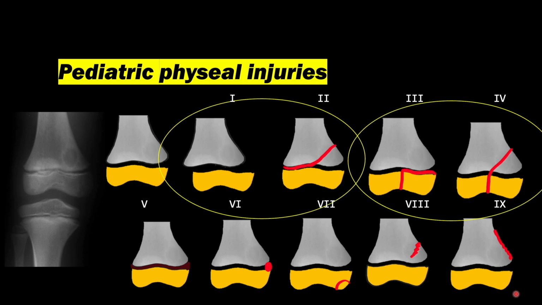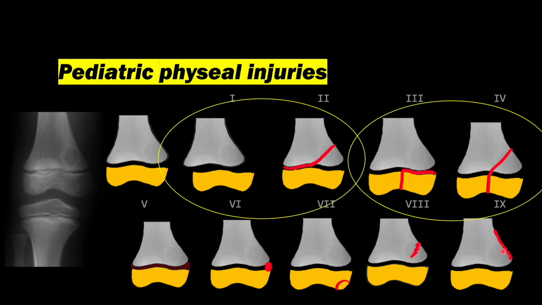Then there are some extra classifications that have been added to the Salter-Harris classification. In type 6 injury, there is injury to the perichondral physeal ring, that means injury to any part of the physis in the periphery. In type 7, we have injury to the epiphysis only. That means some part of the epiphysis is fractured which is away from the physis. And in type 8, there is a fracture in the metaphyseal area which is near the physis. That means injury in this part can actually affect the physeal growth also.